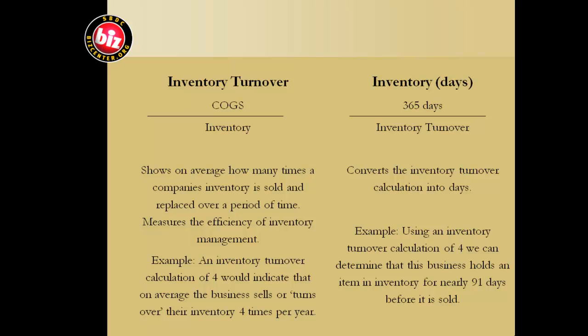By taking this ratio one step further, we can convert the turnover ratio into days. Using this same example with an inventory turnover ratio of 4, we can calculate that this business holds an item in inventory for nearly 91 days before it is sold.